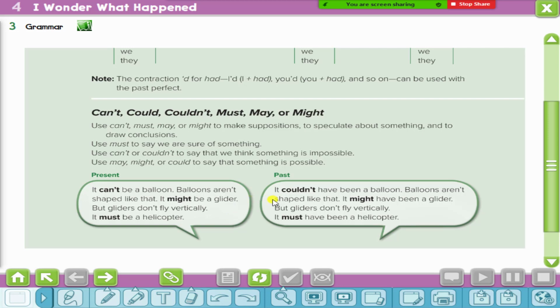Okay, in the past it couldn't have been a balloon. Balloons aren't shaped like that. It might, here we use might because if something is possible, we are not sure of it. It might have been a glider, but gliders don't fly vertically. It must have been a helicopter.